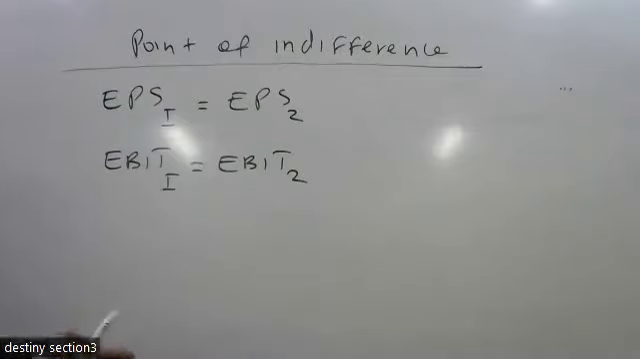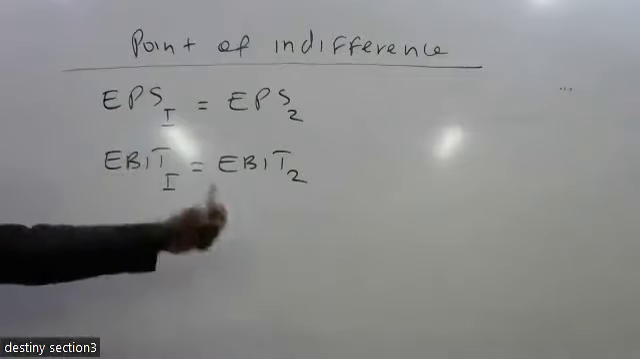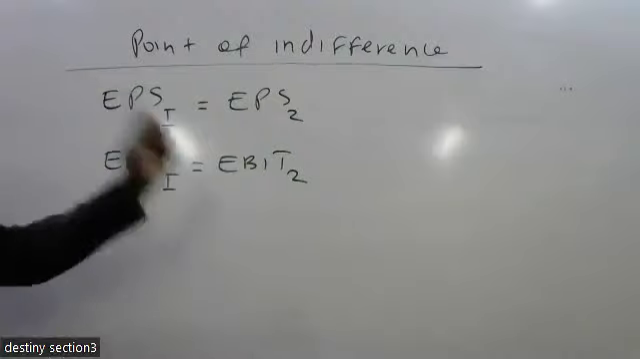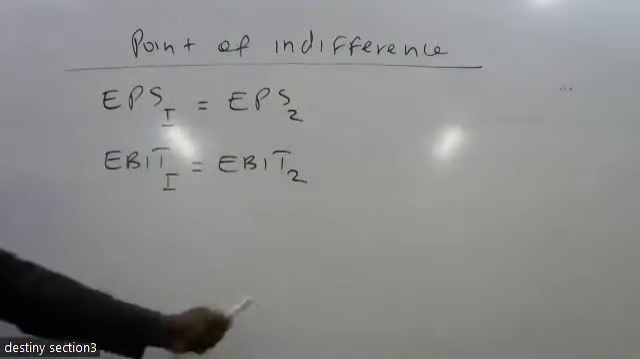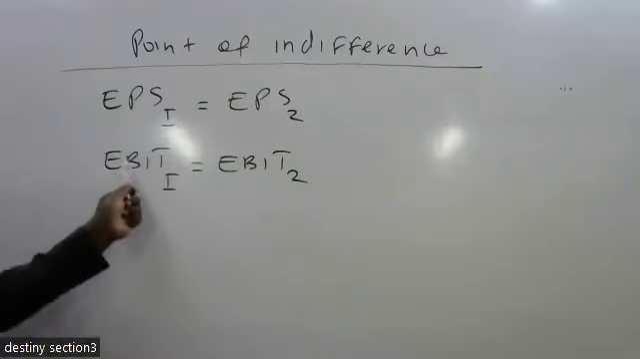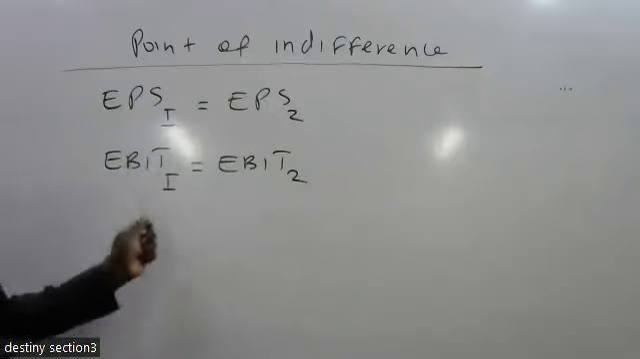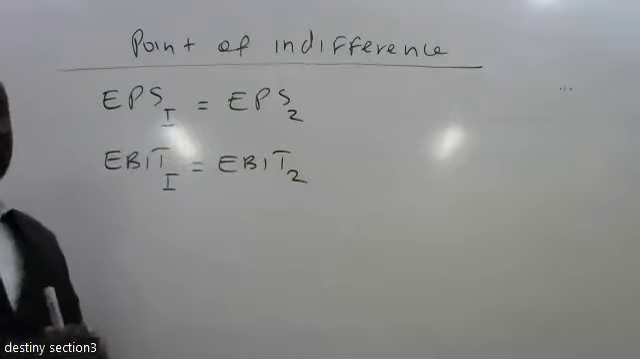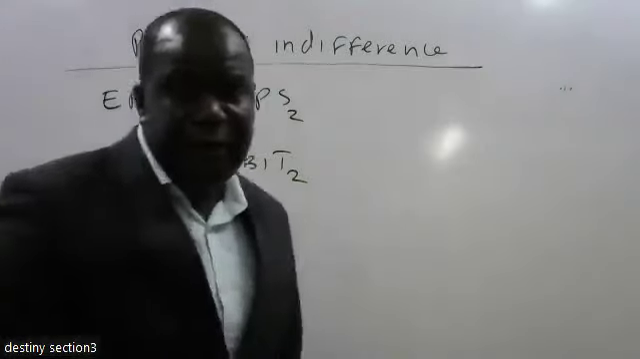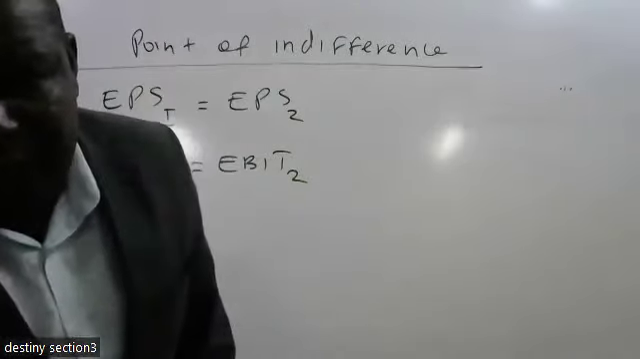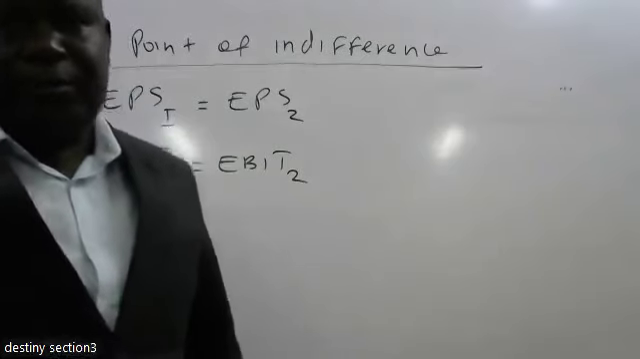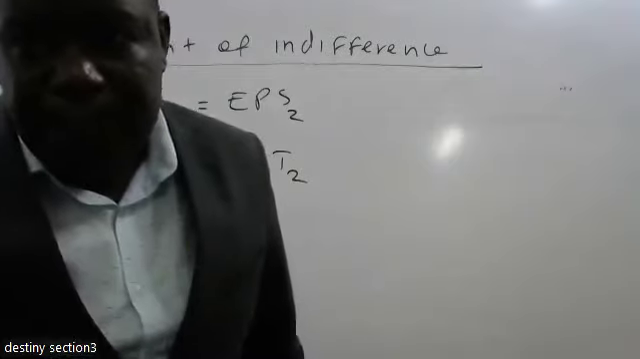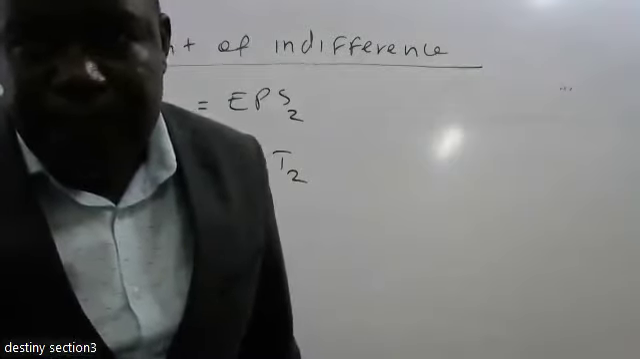So, assuming I have 2 options, 1 and 2, at the point of indifference, earning per share for option 1 will be the same as the earning per share for option 2. Also, at the point of indifference, earnings before interest and tax for option 1 will be the same as the earnings before interest and tax for option 2.